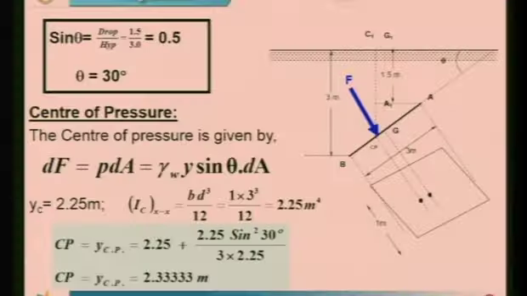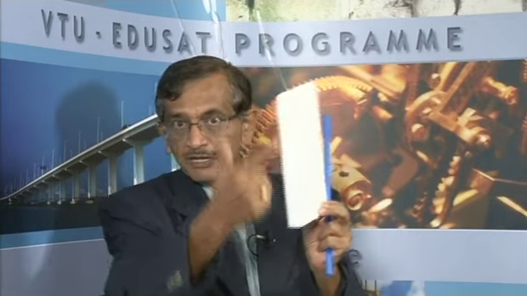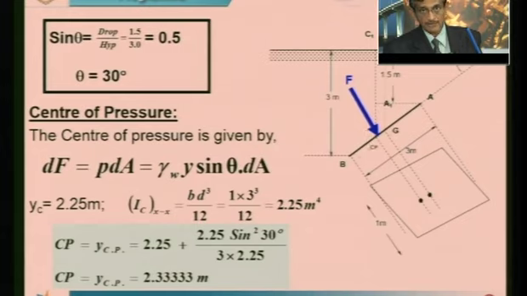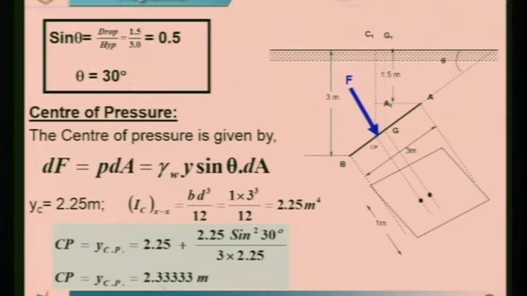See, this is the depth portion. If you take it vertical, it becomes depth. The value is 3 meter. So formula is B depth cube by 12. So my dear students, it is B into 3 cube by 12. The I value is known, HC value is known. Substitute the values here. Sin square 30 degree, we got this value based on this drop, 3 minus 1.5, which is 1.5, divided by hypotenuse, which is 3 meter. So we get sin theta equal to 0.5 and theta is 30 degree. So we get center of pressure as 2.333.